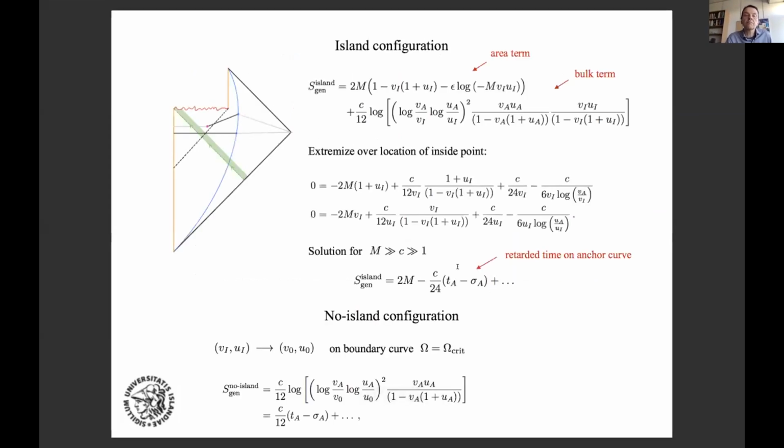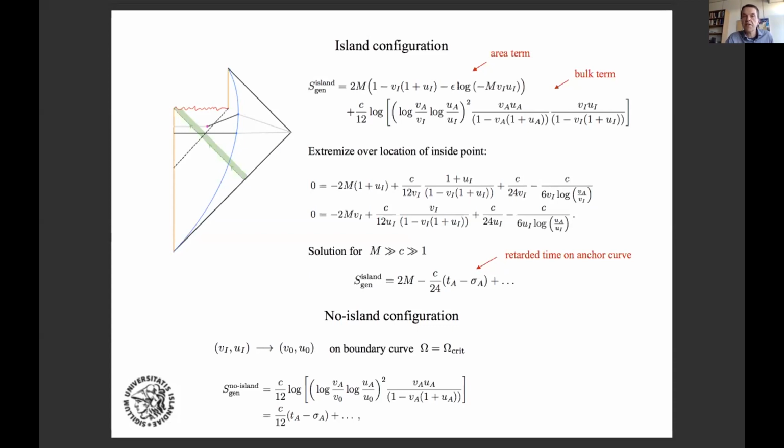Now, we're going to do two computations. We're going to do this with an island included, and also, for comparison, we're going to do a computation which does not have an island. So then the surface that we're going to calculate this on has to extend all the way to the interior point here. I'm not going to go into the details of it. It's a straightforward computation. You write down this generalized entropy.